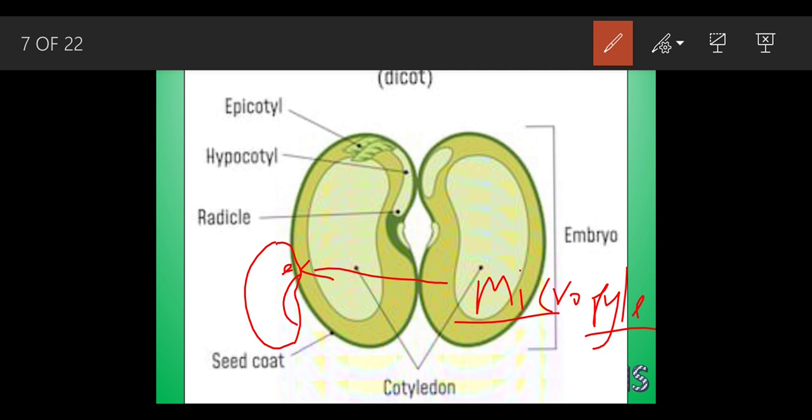for respiratory diffusion. As we all know perfectly, during germination oxygen is necessary. Oxygen is necessary for the seeds to grow. So this serves in two ways: oxygen will be taken up by the seeds and carbon dioxide will get diffused out through this micropyle.